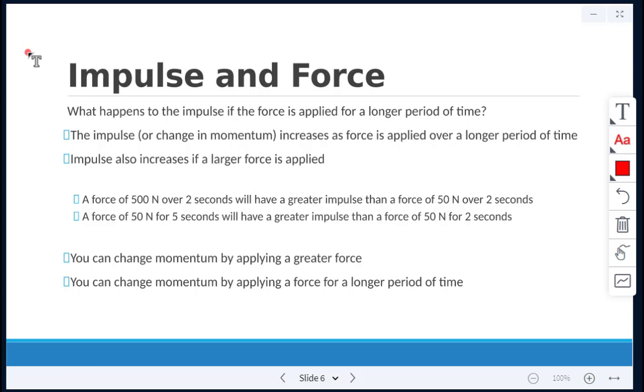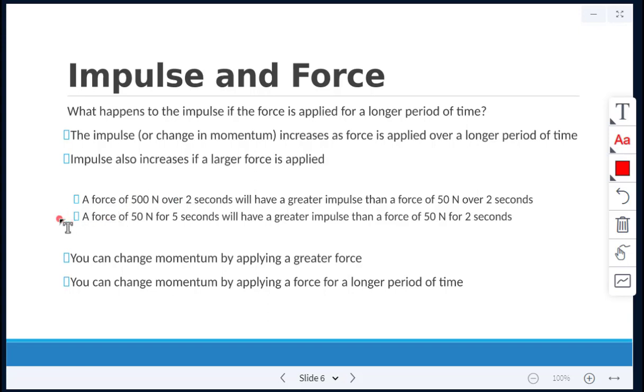Next, we're looking at impulse and force. What happens to the impulse if the force is applied for a longer period of time? So the impulse, or the change in momentum, increases as force is applied over a longer period of time. Impulse also increases if a larger force is applied. So for example, a force of 500 newtons over 2 seconds will have a greater impulse than a force of 50 newtons over 2 seconds. Okay, so greater impulse, the force was greater over 2 seconds.